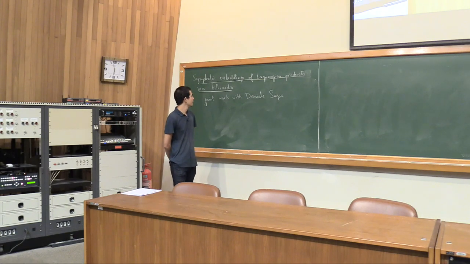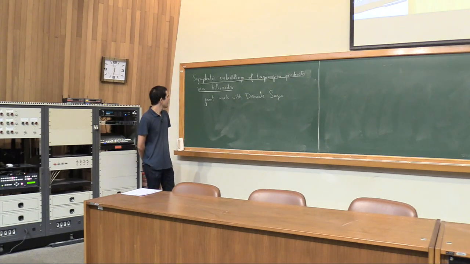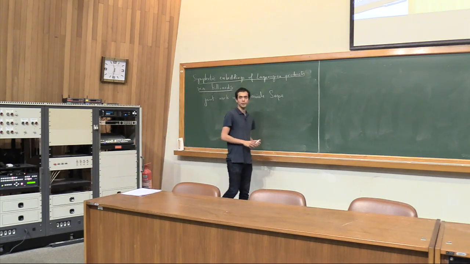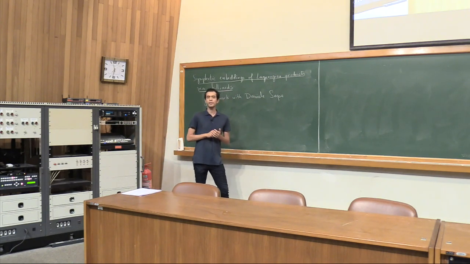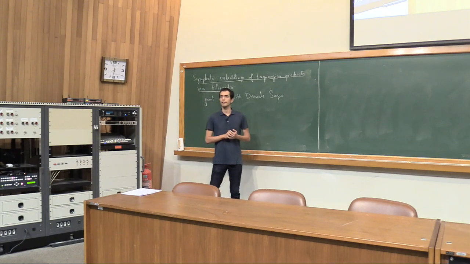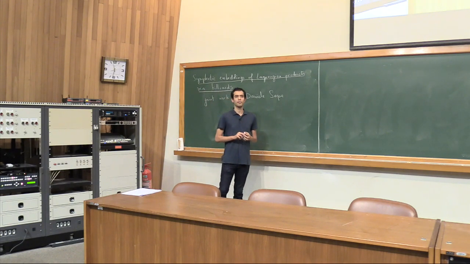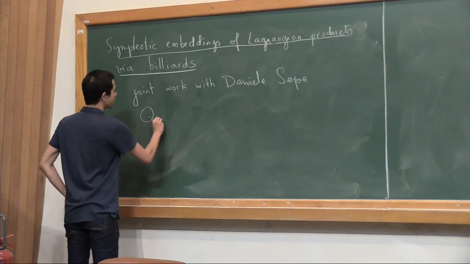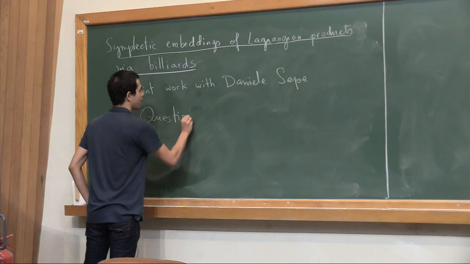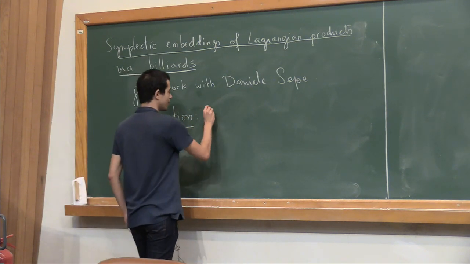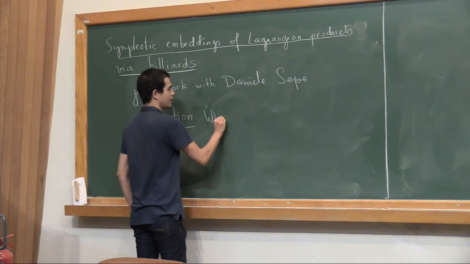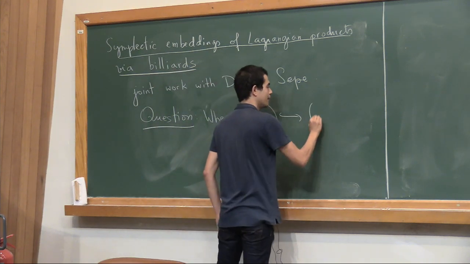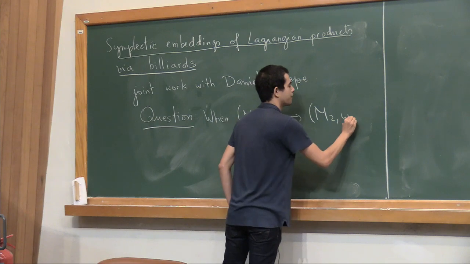Work on symplectic embeddings. This is joint work with Daniele Sepe. So I'm going to start by introducing the subject. I think most of you here know about the famous theorem of Gromov, but let me just start with that. So the question that we have in general is, when does one symplectic manifold embed into another?